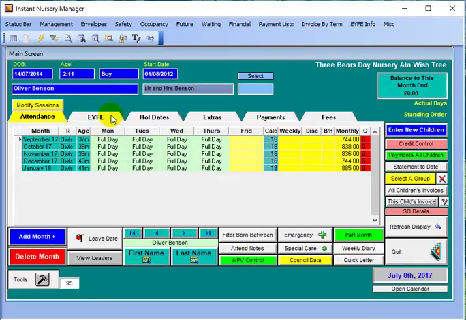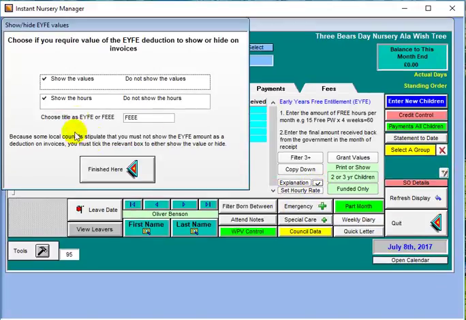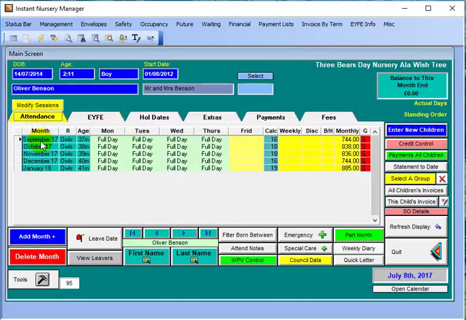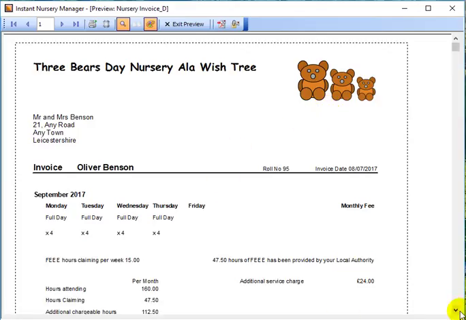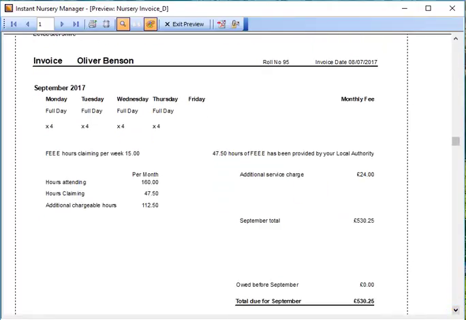Same thing again, look, with the values hidden. Same thing again, but no monetary amount showing. But the net figure at the bottom is exactly the same, and the hours worked out is exactly the same.